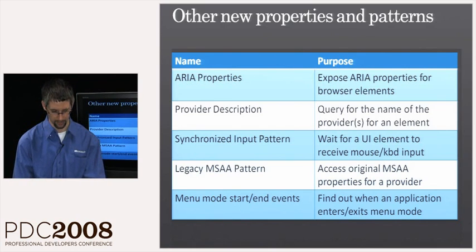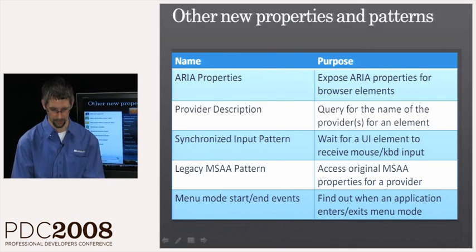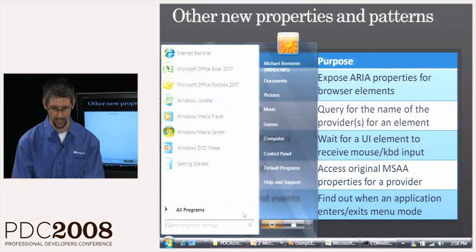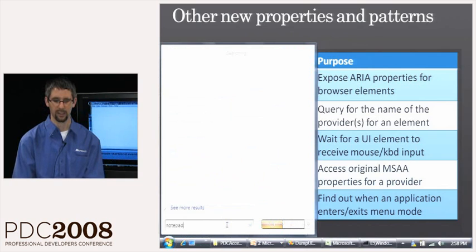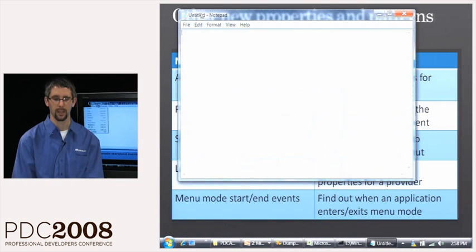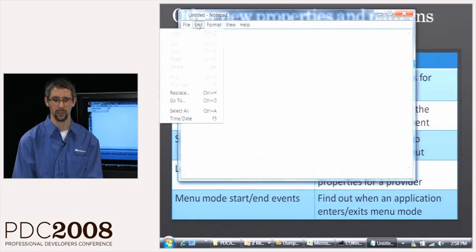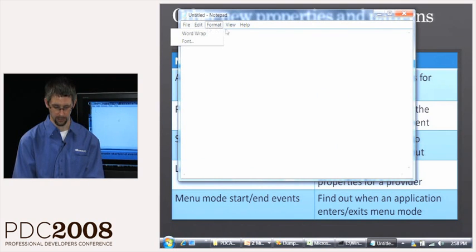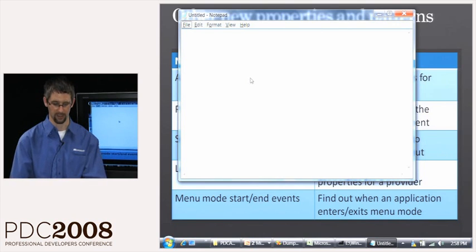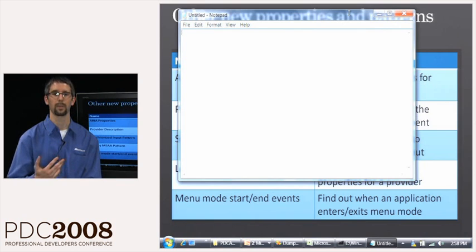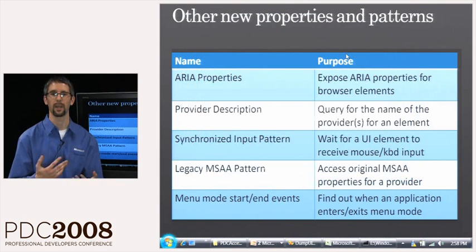I just have to show this to you because it's hard to explain any other way. Menus, accessibility always found it easy, you always get menu open and close events when pull down menus are opened. But we never had a good way to expose when you were in menu mode like this, when the keyboard focuses on the menu, but you haven't pulled anything down. And so now you get a menu mode start event when you go into menu mode, and then a stop event when you come out again. So those are some of the new patterns and properties that are made available with the new UIA in Windows 7.